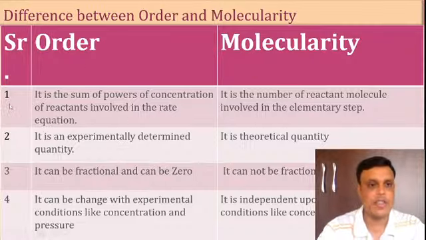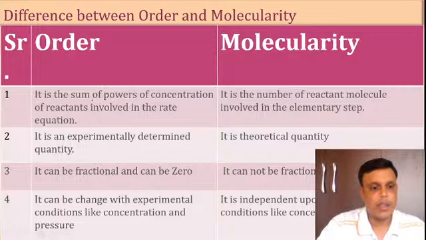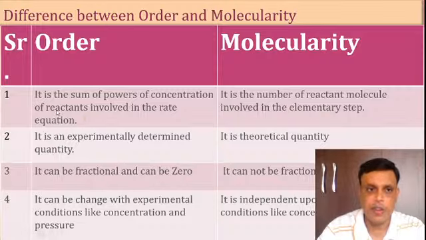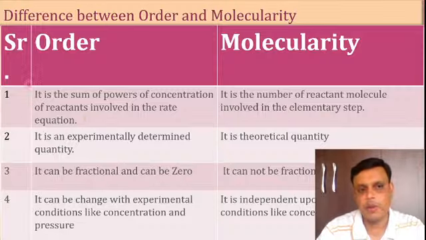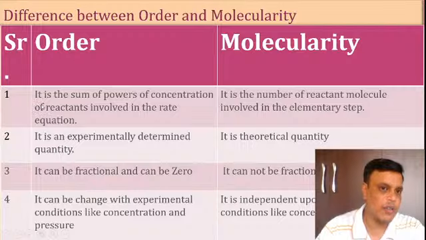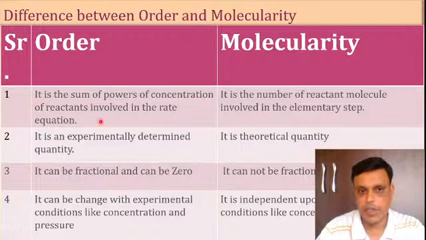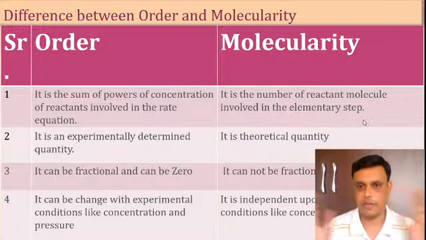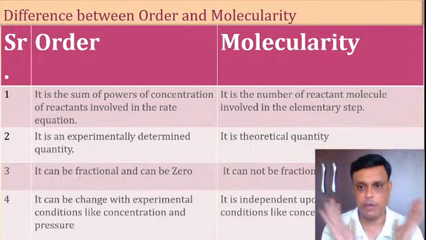First difference: in case of order, order of reaction is the sum of powers of concentration of reactants involved in the rate equation. What is order of reaction? You have to write the first point, always you have to write down the definition. It is the sum of powers of concentration of reactants involved in the rate equation. This is the definition of order. And what is the definition of molecularity? It is the number of reactant molecules involved in an elementary step. This is the first difference. Always write down the definition.